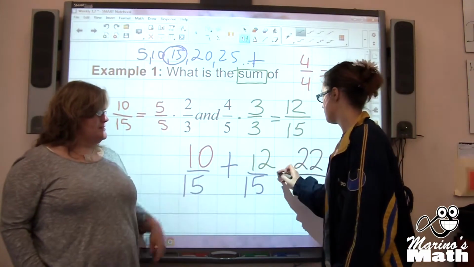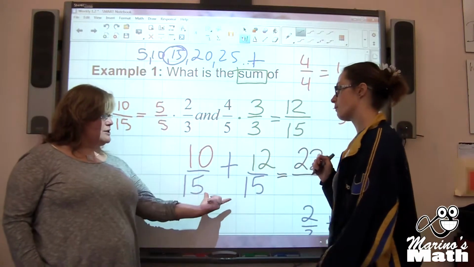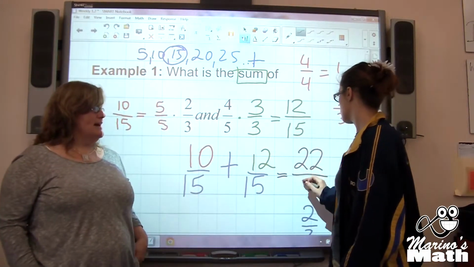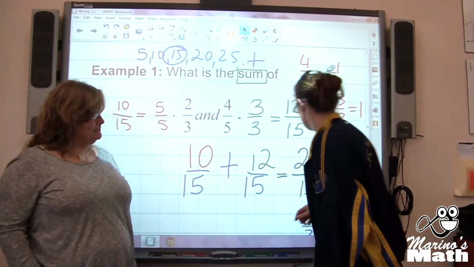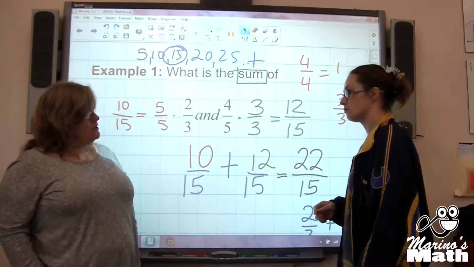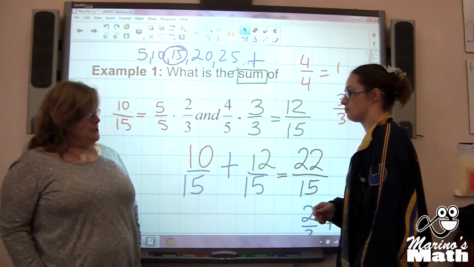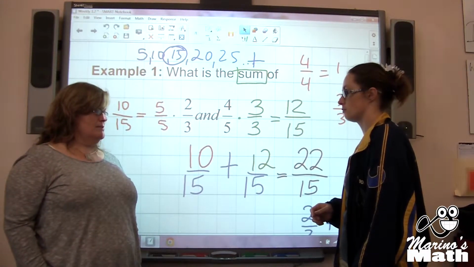No, the denominator stays the same in an addition problem. That's why we worked so hard to get them to 15. Now, so I just keep it as 15? Yep. You just add the tops. And I'm done? Well, you can have an answer of 22 over 15, but you also could make that into a mixed number.